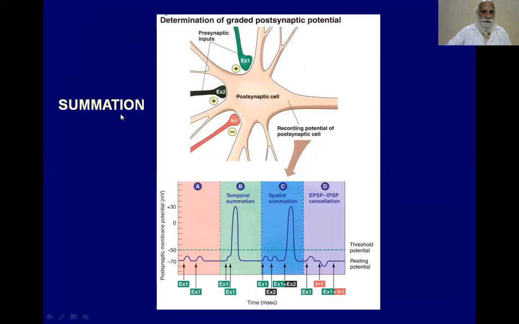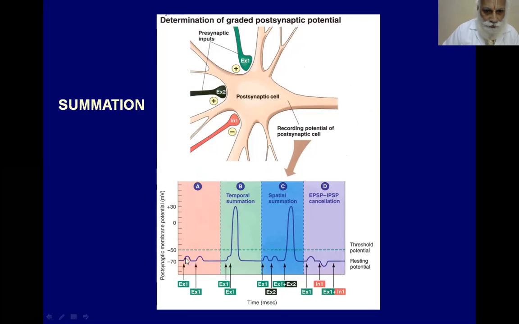Now, pay attention to summation. Summation can be temporal summation or spatial summation. So what is temporal? It is time related. Spatial is space related. Here you can see a postsynaptic cell and two excitatory presynaptic inputs, and one inhibitory input shown by the negative sign. Now, if you stimulate the excitatory presynaptic input twice, but with a large interval.